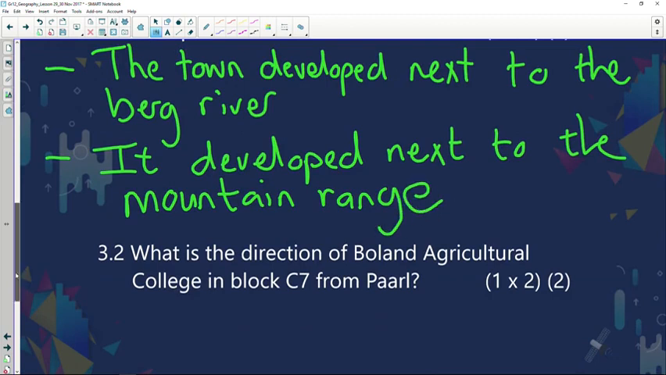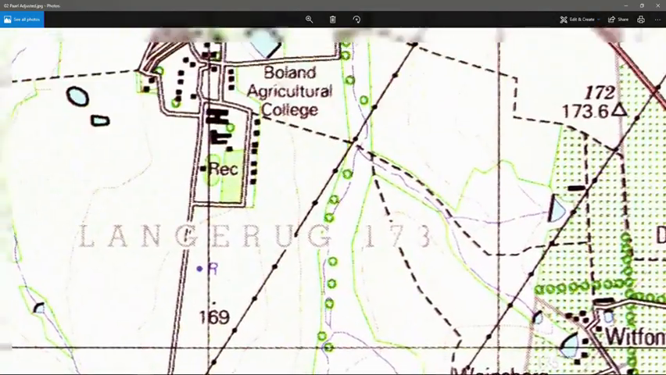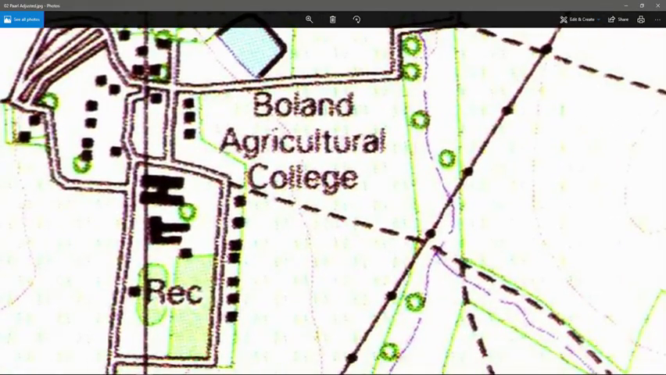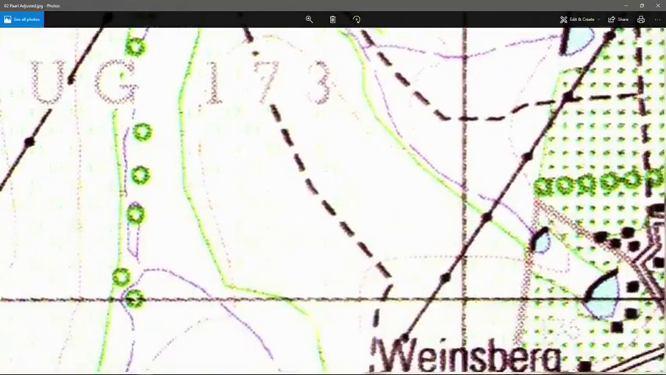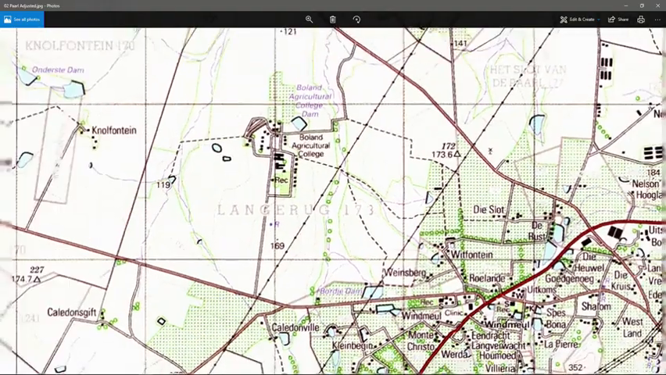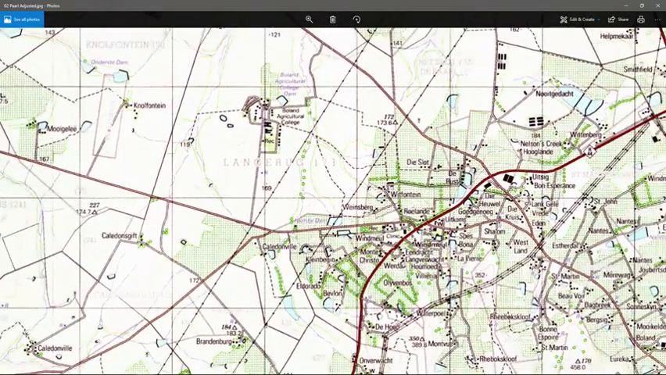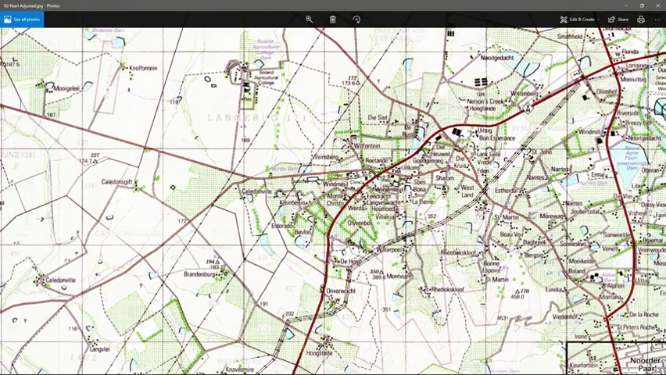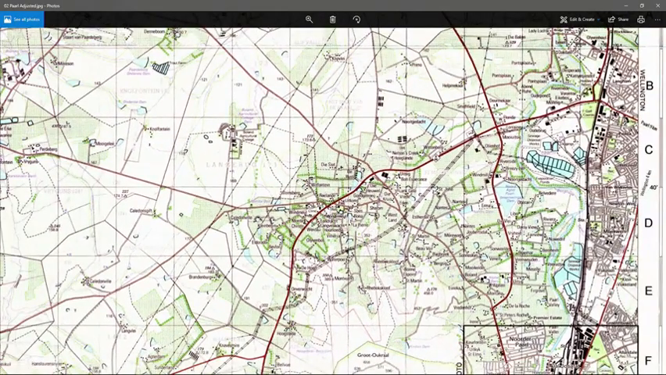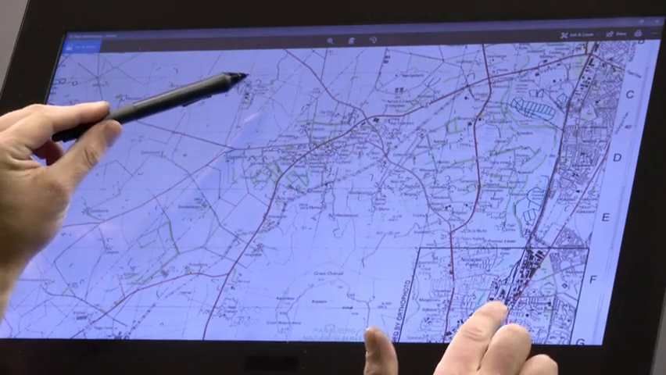Okay, if you look at question 3.2, what is the direction of the Boland Agricultural College in block C7 from Paarl? Okay, it's in C7. Let's quickly go back to our map. There's the Boland Agricultural College, as you can see. The question states there is Paarl. I just want to place my finger so you can see where it basically is. There's the Boland College and there's Paarl.